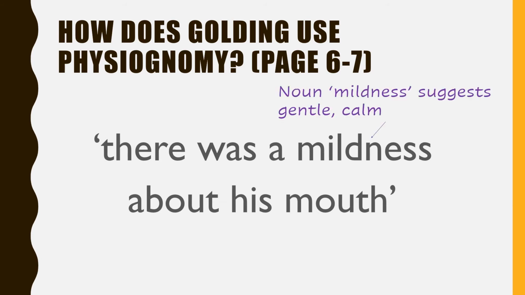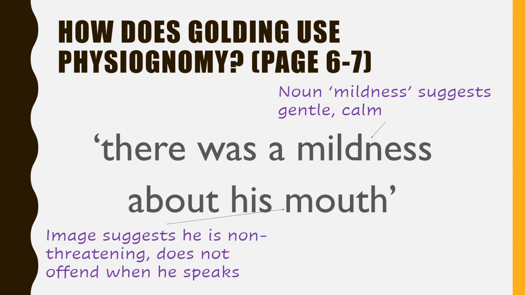Well, this noun, mildness, suggests somebody who is gentle or calm. If you are mild, it means that you are relatively calm. You're not quick to react. And we're told that this mildness is about his mouth. Well, you think about the mouth as a key part of your facial expression, but also your words as well. So this image of the mouth, if it's mild, suggests that Ralph is not threatening.